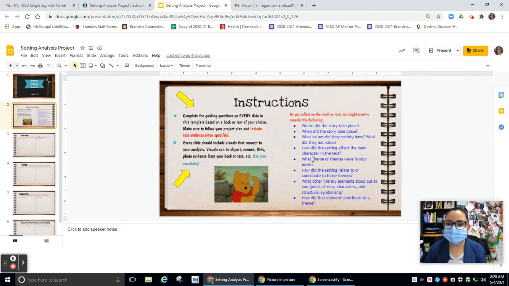These are some guiding questions that you might want to think about as you're typing some of your responses, okay? So if you're not sure how to answer a certain section, some of these are more specific guiding questions to help you narrow down your thinking, okay?